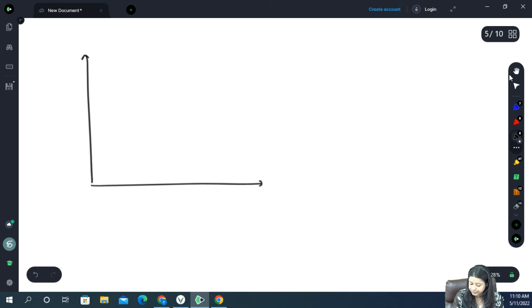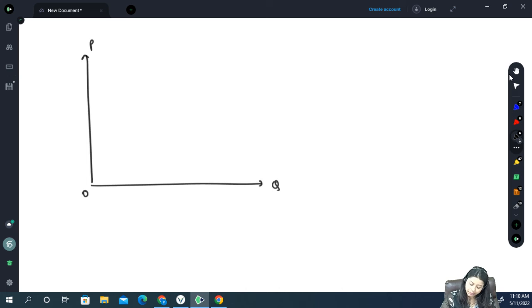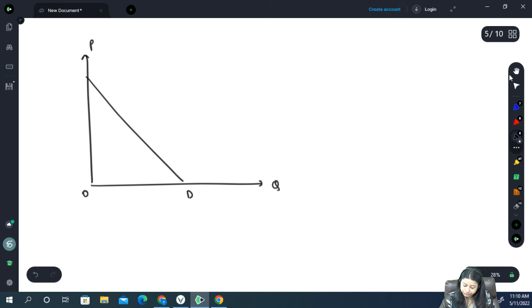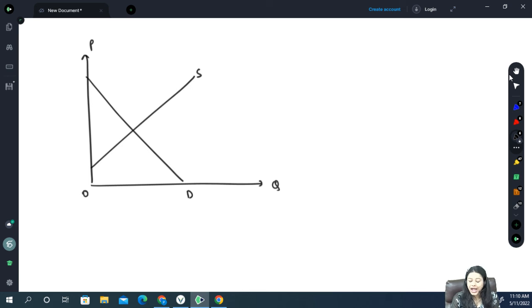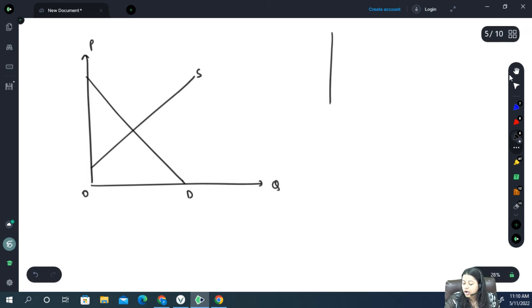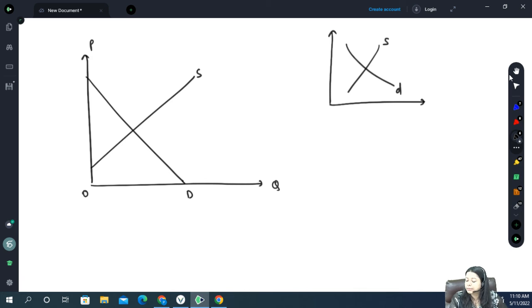We have price, we have quantity. Now here, let me construct a demand curve and my supply curve. You can draw a linear curve, which I have drawn, or you can also draw it somewhat like this. It doesn't matter whether you construct a linear one or a curve. So here, for example, I have a supply and demand curve.